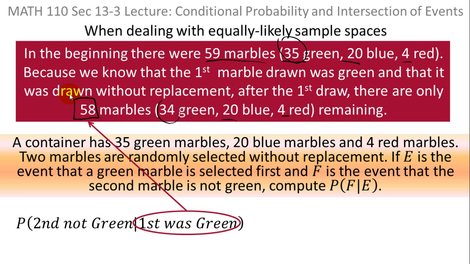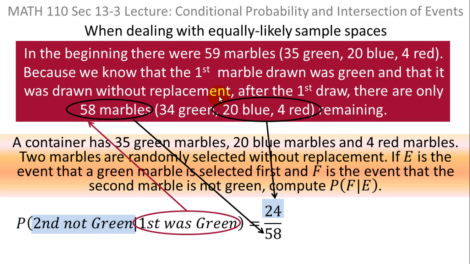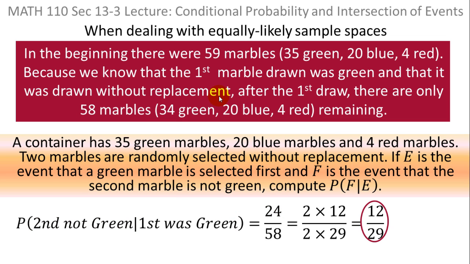So what's the probability that the second one's not green? Well, remember, not green can either be blue or red. So there are 24 of those. And like I said, there are 58 marbles left because you drew one out. So the probability the second marble is not green given the first one was green is 24 over 58. Again, that simplifies because they're both even, and 29 is prime, so you end up with 12 over 29. So I hope you're beginning to see how this flows, and you don't really have to use those formulas if you understand what you're doing with conditional probabilities.